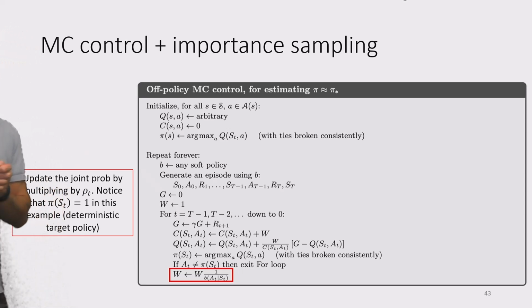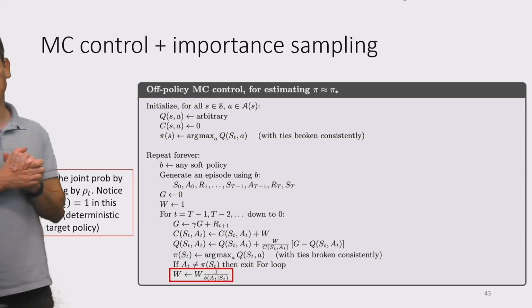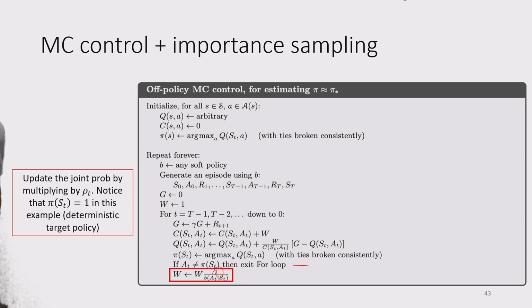Please notice that, as I said previously, the target policy for any state that we observe as we move back in time has a probability of 1, because otherwise we would have broken out of the loop a step before, right? This is why the numerator is always 1 here. We assume a deterministic target policy.